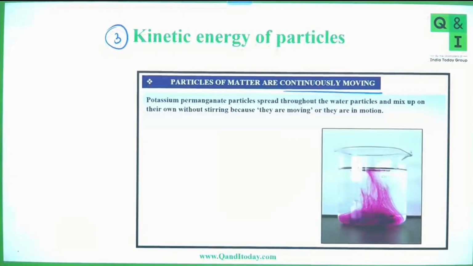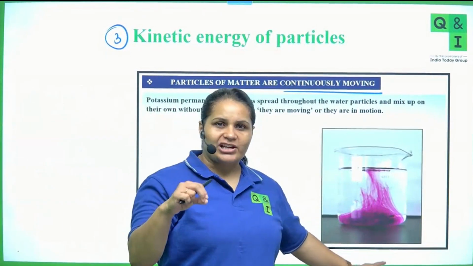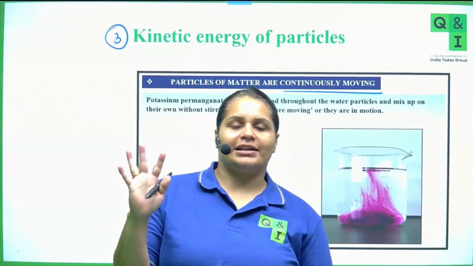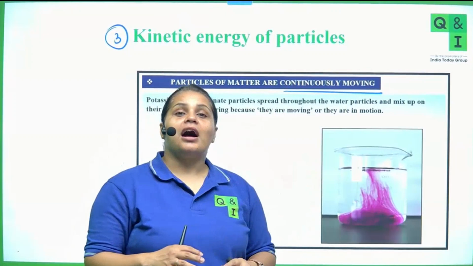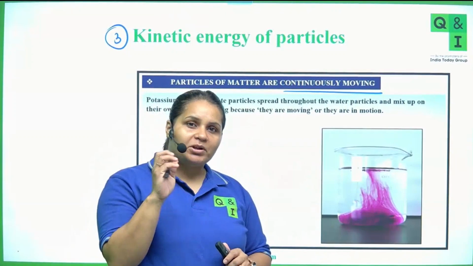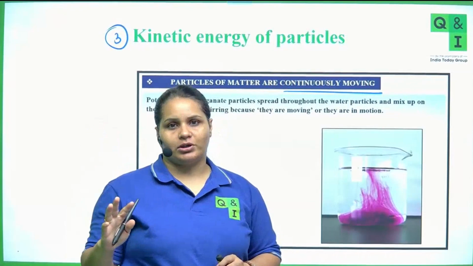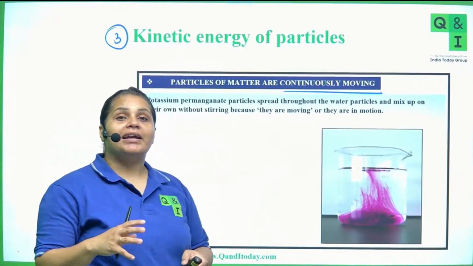I'm not going to stir it. Okay, I put the potassium permanganate crystal into it, and I'm not going to stir it. I will leave it like this only. And I will observe that after some time, the dark purple color is going to spread in the whole of the water. Right? It's going to spread in the whole of the water on its own.